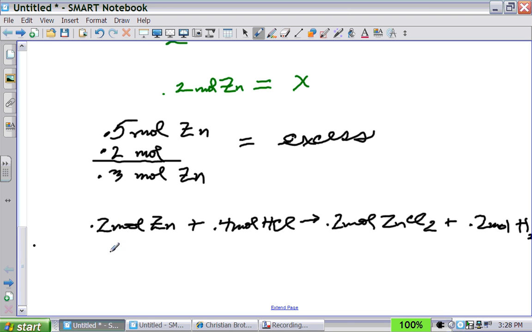Okay, so we go back to our original and we say, did we come up with the same ratio, 1 to 2 to 1 to 1, as we had in the original balanced equation? And the answer is yes. We've now identified the limiting reactant as well as the reactant that will have excess. Congratulations.